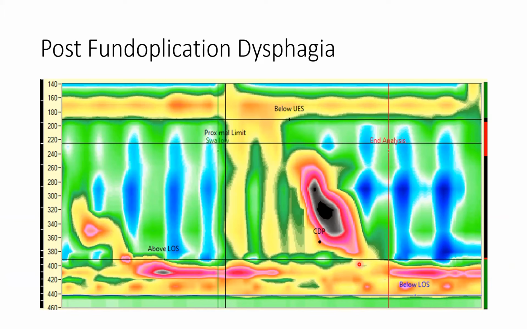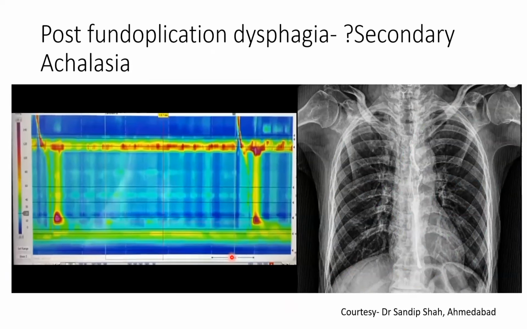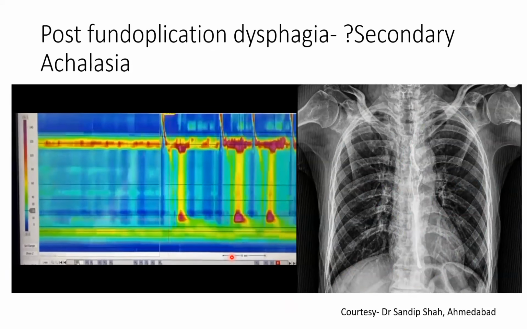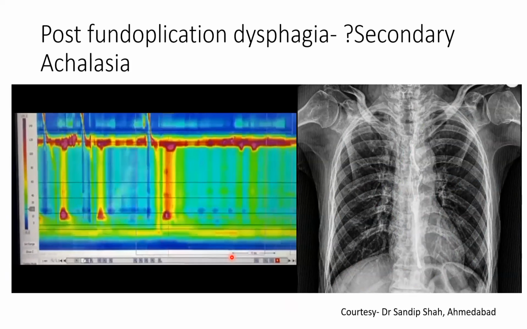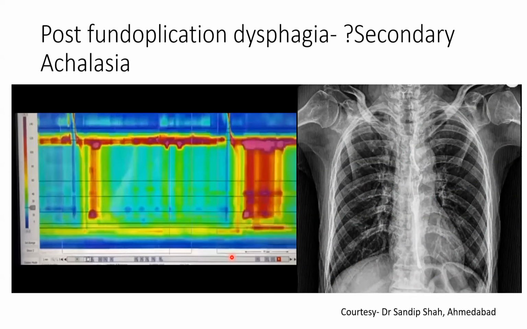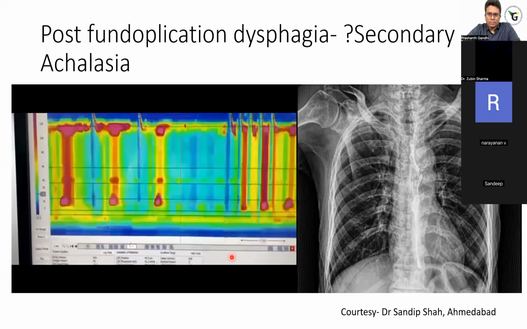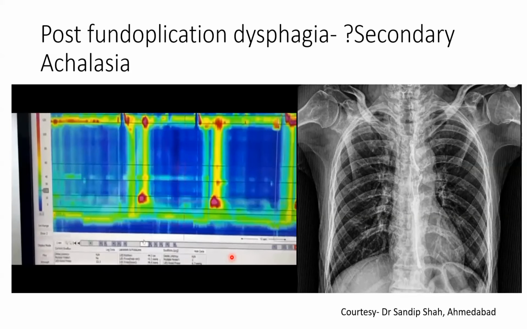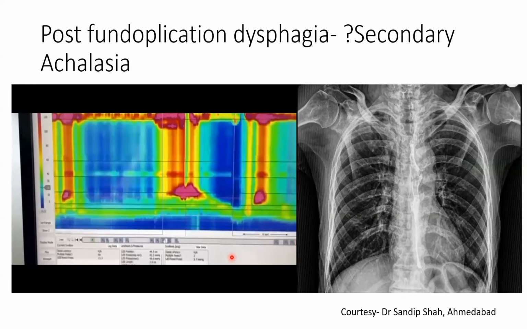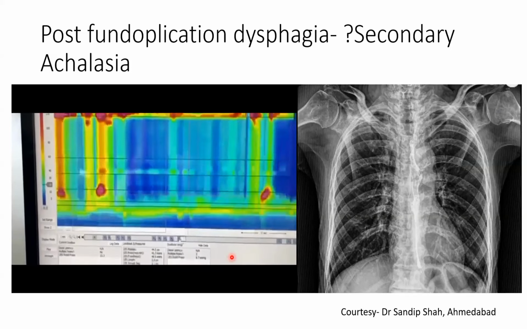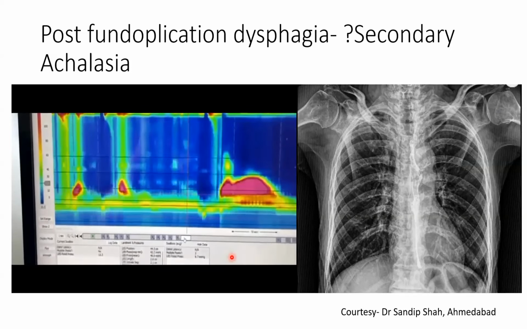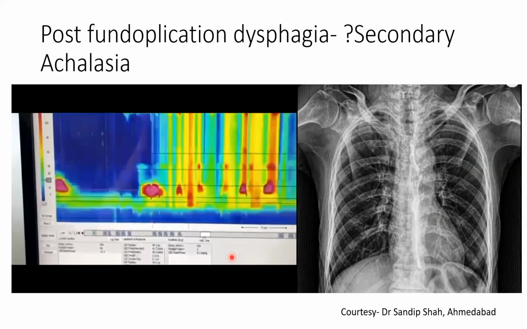So intrabolus pressure goes up, DCI goes up, and if it's not able to compensate for the increased LES pressure, the patient will have dysphagia. This is a video courtesy of Dr. Sandeep from Ahmedabad. Again, a patient who did not have a preoperative manometry, but the symptoms of dysphagia started immediately after fundoplication. This video also includes a post-pharmacological challenge. That means sublingual nifedipine was also given, but still you can see a lot of LES pressure and PEP happening here. So you can see spasms happening in the esophagus.